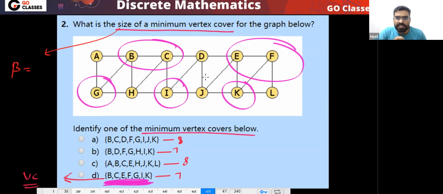Oh, DJ is not covered. So this is not a vertex cover. DJ is not covered, so this is definitely not a vertex cover because this edge is not covered. What about this? Okay, this is not covered.